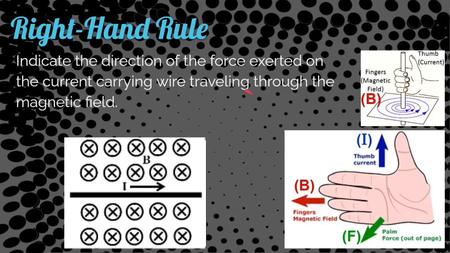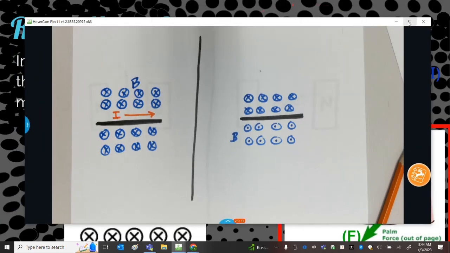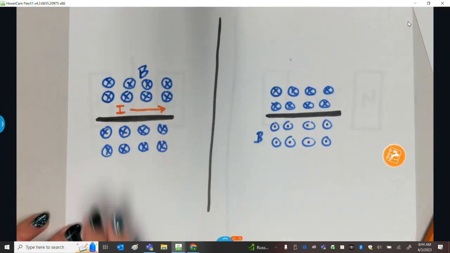And if you ever see force, you're going to use the second right-hand rule. Or if your field is the same on both sides of the wire, you're going to use the second right-hand rule. So you need to keep your hand flat this time. And your fingertips again are B. Okay, so let me bring this over here again. Your fingertips are going to be B. I'm doing this one. It's the same picture.